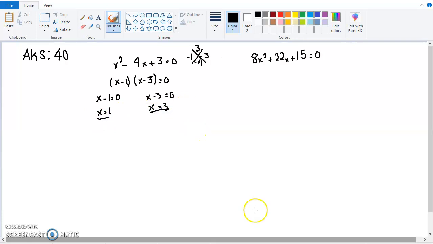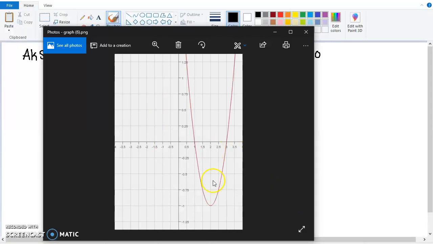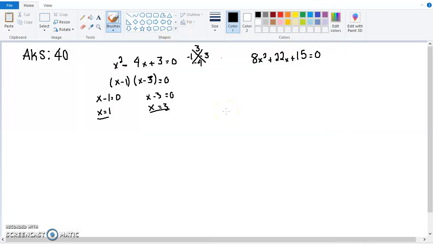And if you have a graphing calculator, your graph should come out like this. And as you can see, it hits your x-intercept at 1 and 3, so that's how you know you're correct. So we're going to move on to our second problem here.